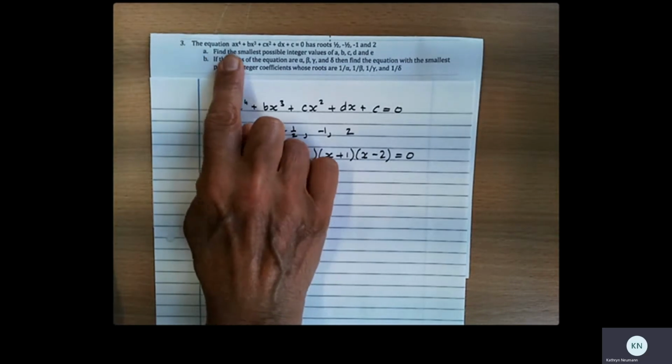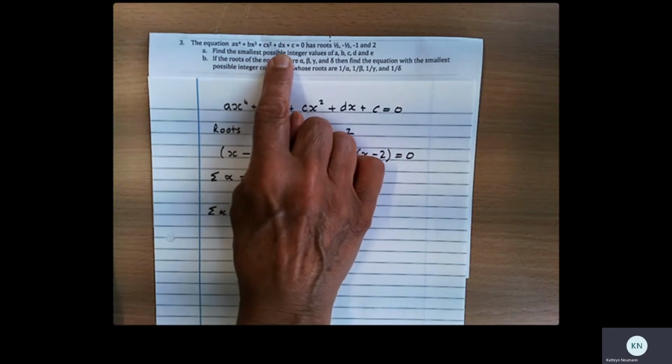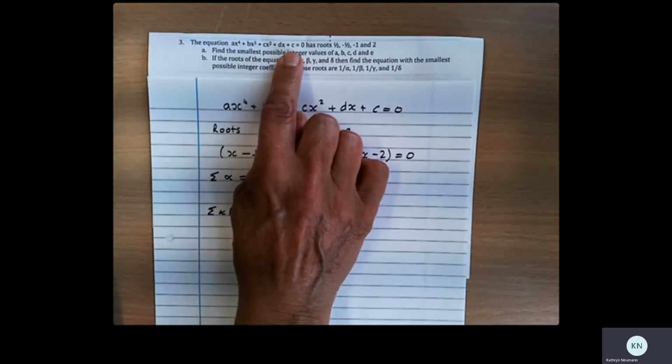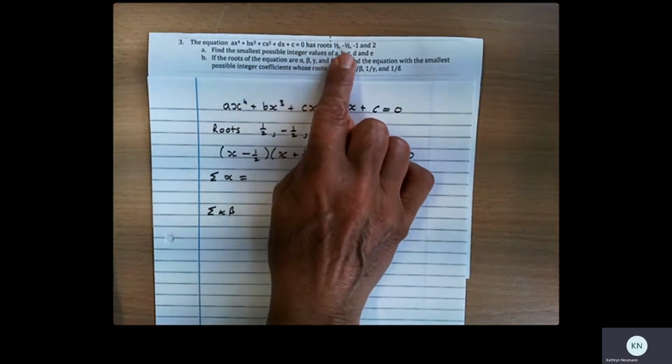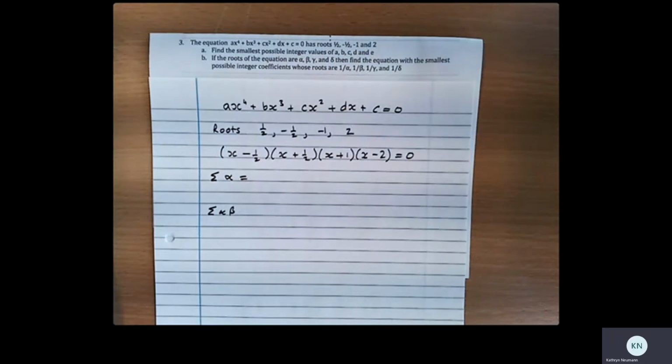So what we've got is an equation ax to the fourth plus bx cubed plus cx squared plus dx plus e equals 0. And we're told it's got roots a half, minus 1, and 2. And we've got to find the equation.